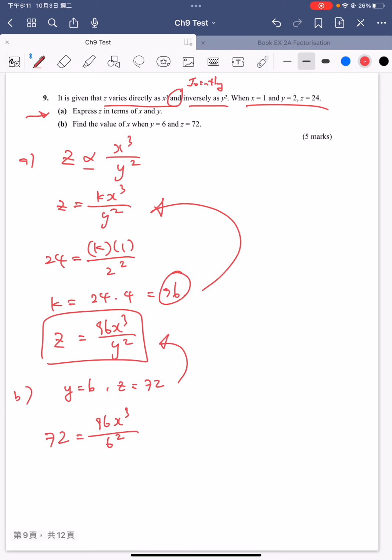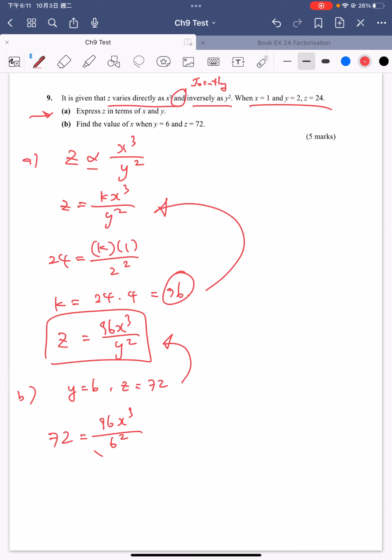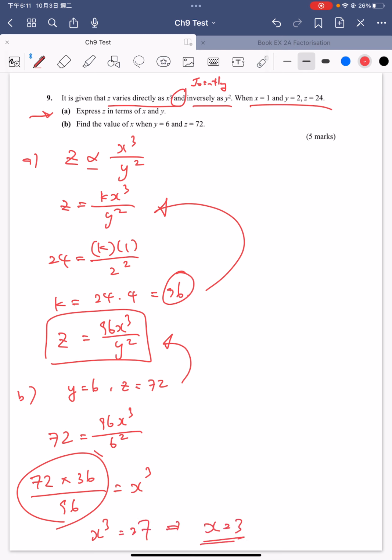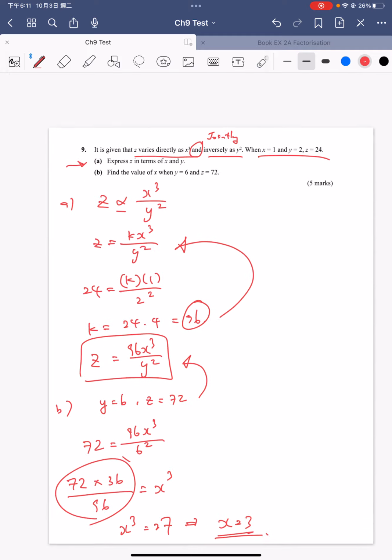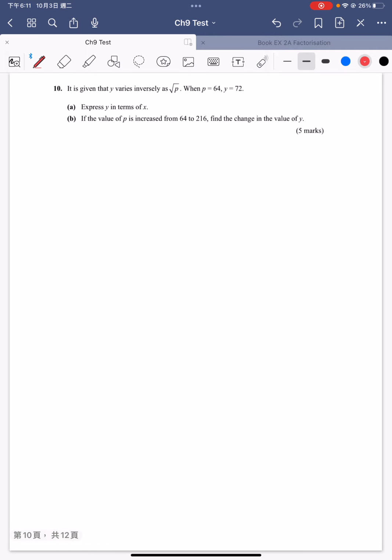So that we have, we don't want this 6 squared, so we put it on the left hand side. So 72 times 36 divided by 96 is equal to x cubed. Using a calculator, we got 27. So x cubed is equal to 27, which means that x is actually equal to 3. So that's for question 9. Then we can do question 10.